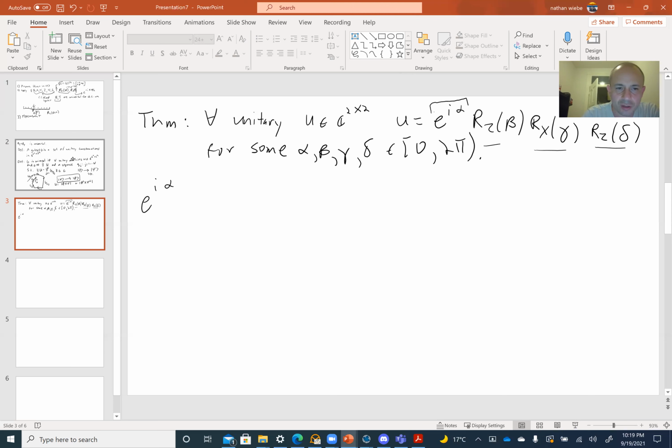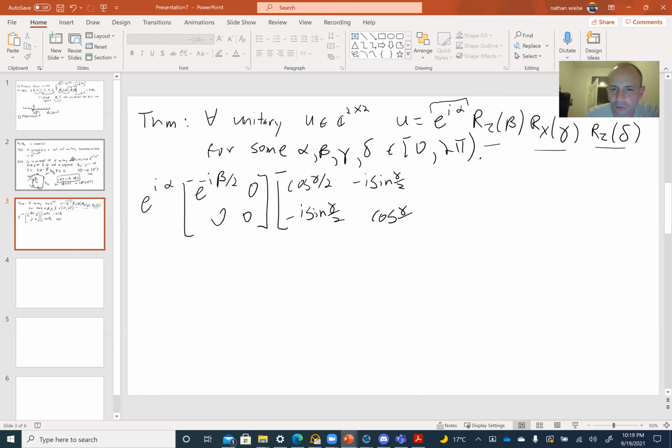In matrix representation, we can write this as e^(-i beta/2), 0, 0, e^(i beta/2), then cosine(gamma/2), minus i sine(gamma/2), minus i sine(gamma/2), and cosine(gamma/2). Okay, and oh, I wrote 0 here for some reason. I meant e^(i beta/2). Got a little 0 happy when I was drawing that in. So then we've got the delta rotation, which is e^(-i delta/2).